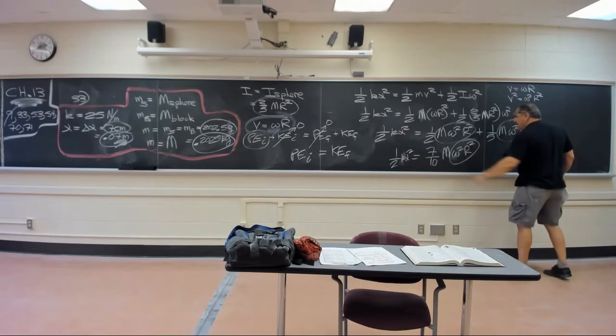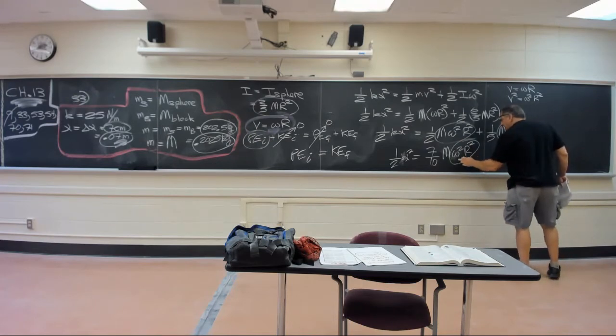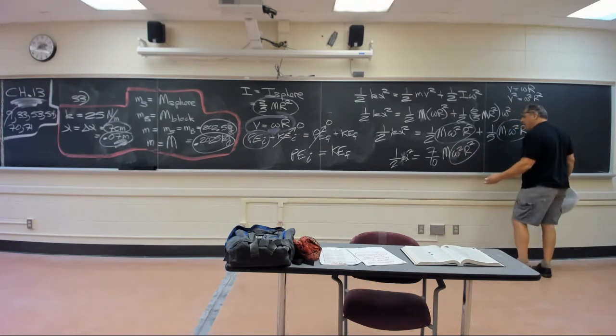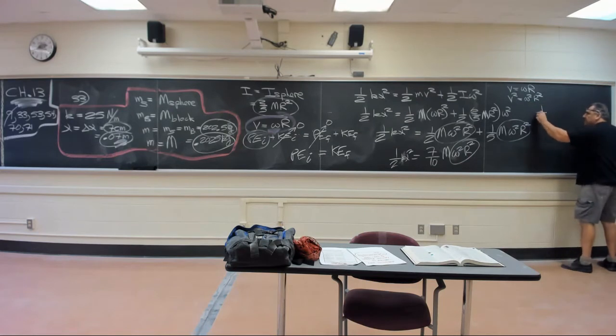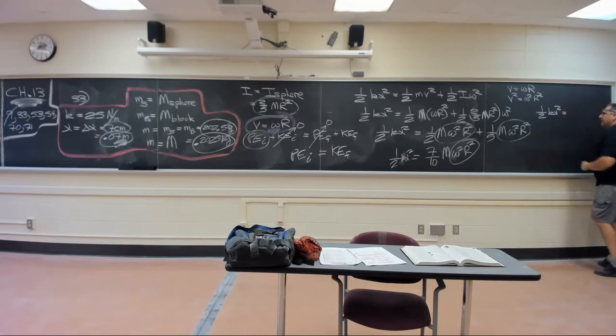So this guy right here is v squared. Omega squared r squared is v squared. Let's solve for v. Well, let's solve for v squared first. This is v squared. We've got 1/2 kx squared equals 7/10 mv squared. Multiply by 10 and divide by 7 on each side, and then also divide by capital M, and let's see what we got.